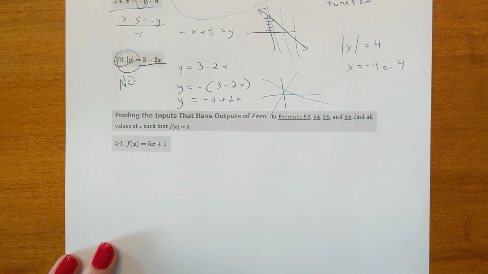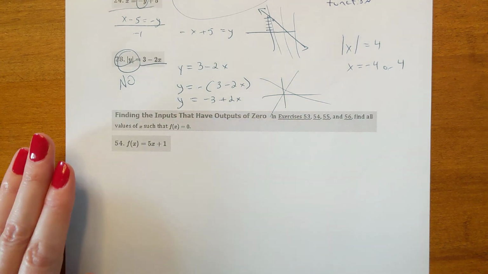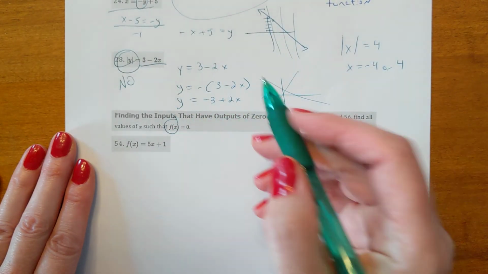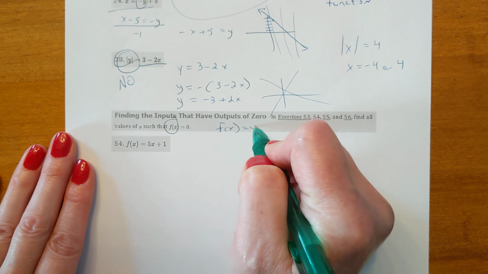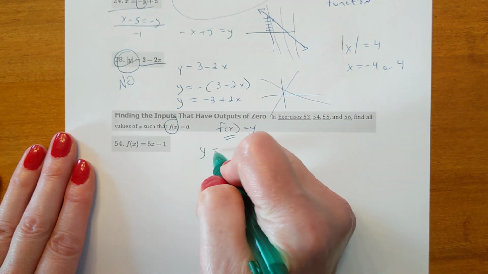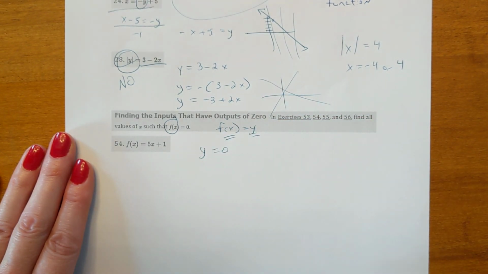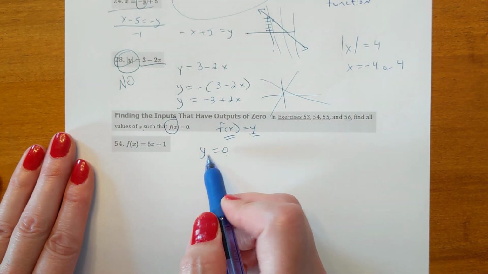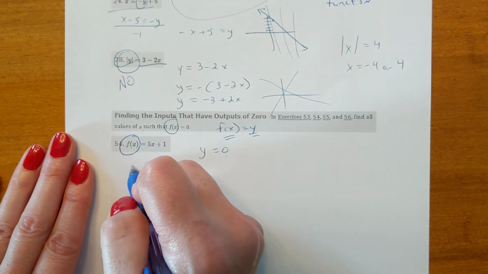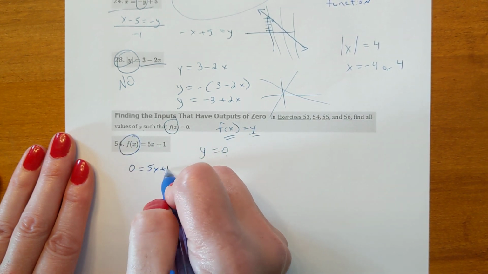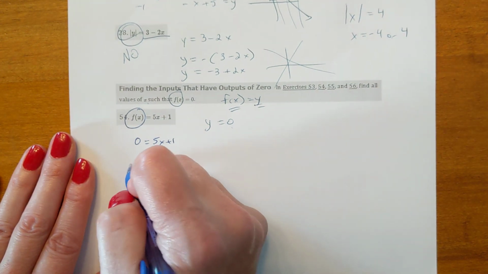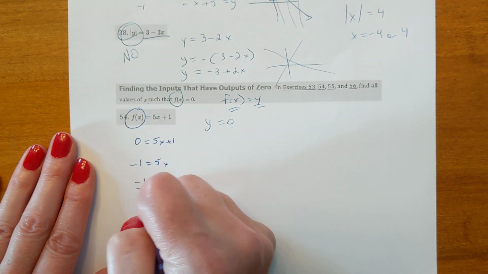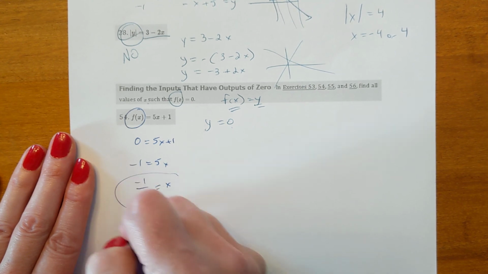Okay, number 54. Finding the inputs that have outputs of 0. Find all the values of x such that f of x is equal to 0. Recall f of x is y. So when it says f of x, it means the letter y. So y is equal to 0. So if f of x is equal to 0, what is the value of x? We'll put 0 in for f of x, because they said f of x is 0. So 0 equals 5x plus 1. Move the 1 over, so it's negative 1 equals 5x. So negative 1/5 equals x.